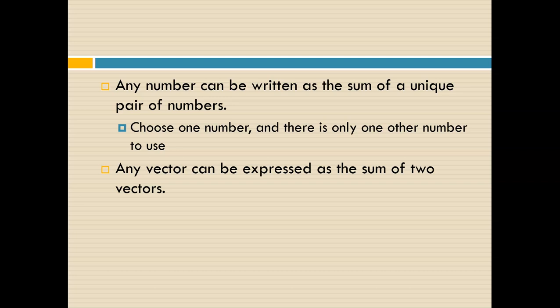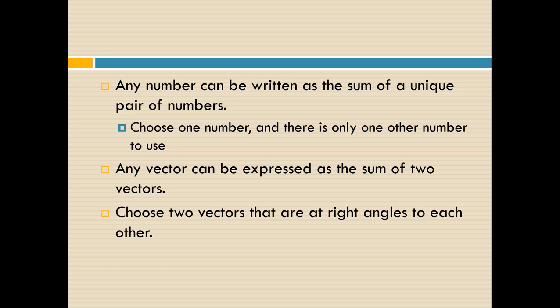Any vector can be expressed as the sum of 2 vectors. Okay? The trick is the vectors that we choose. Once we choose one vector, the other vector will come by necessity. So we're going to choose 2 vectors that are at right angles to each other. And these are going to be our components of the original vector. Okay? All good? I'm just giving you the background of why you did what you're doing.